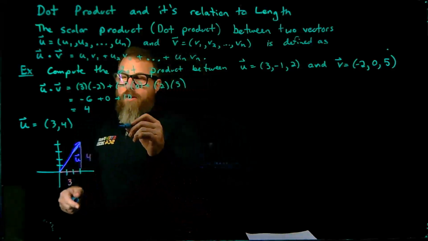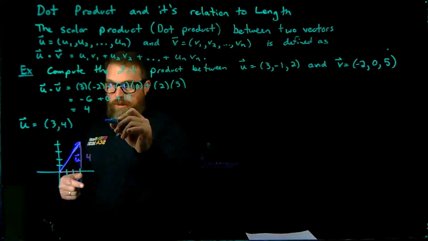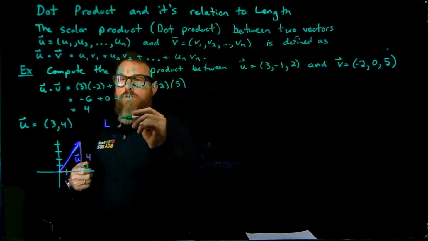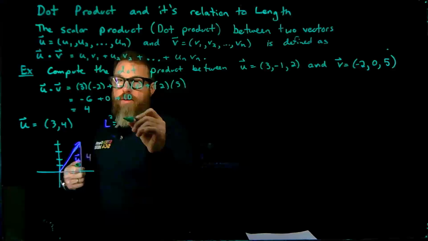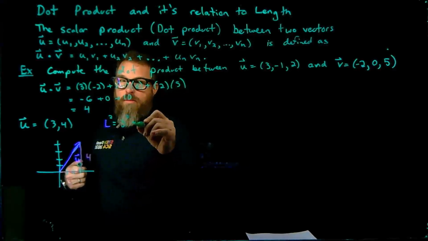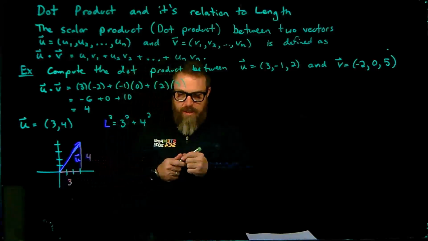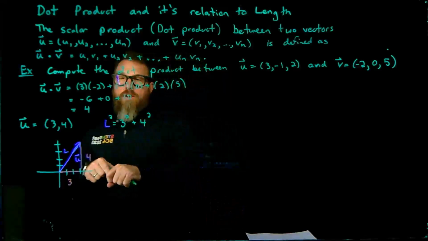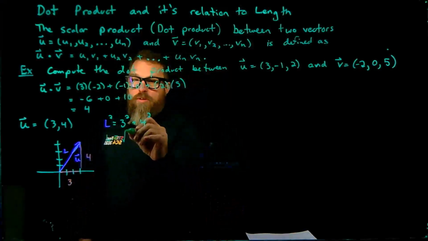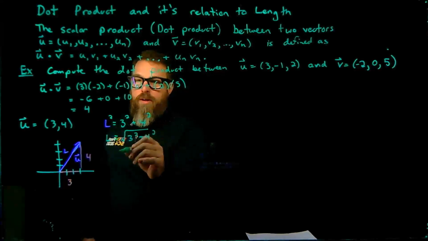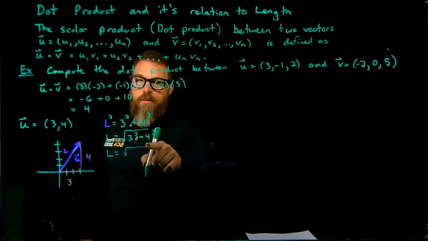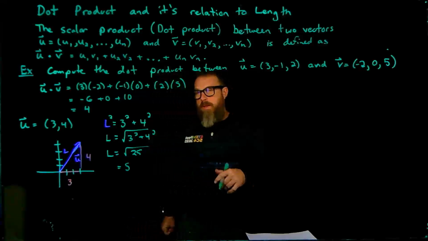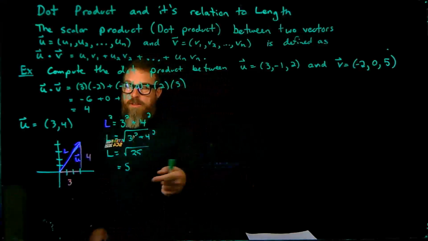So then if I want to find the length of u, L, is going to be nothing more than the distance formula. So I could say L squared is going to be equal to 3 squared plus 4 squared, L being that length right here. So the Pythagorean theorem. So I could really say that L is nothing more than the square root of 3 squared plus 4 squared. So L is going to be equal to the square root of 9 plus 16, which is 25, which is going to be equal to 5. Now, this is nothing more than the distance formula, which is just the expansion of the Pythagorean theorem.